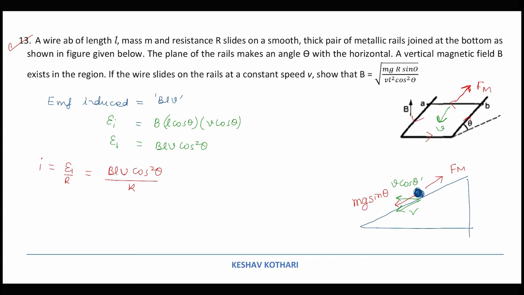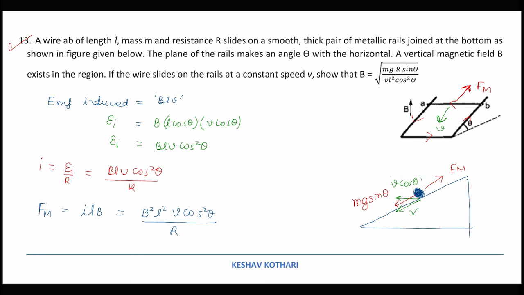So this is the value of current which we have, and hence the magnetic force F magnetic can be written as ILB, and it is equal to B square L square V cos square theta upon R.